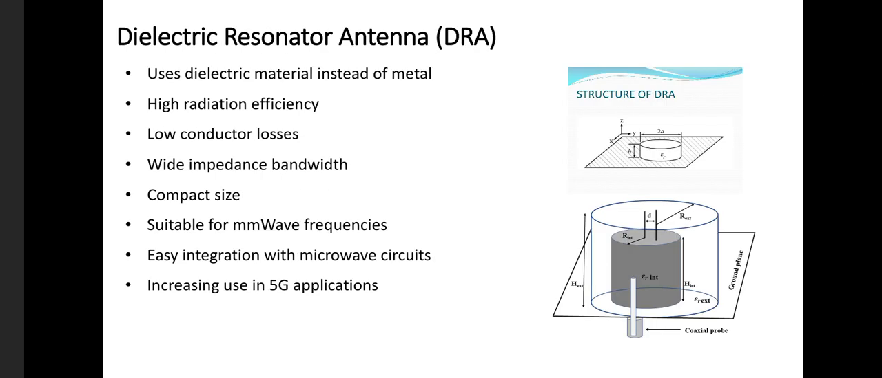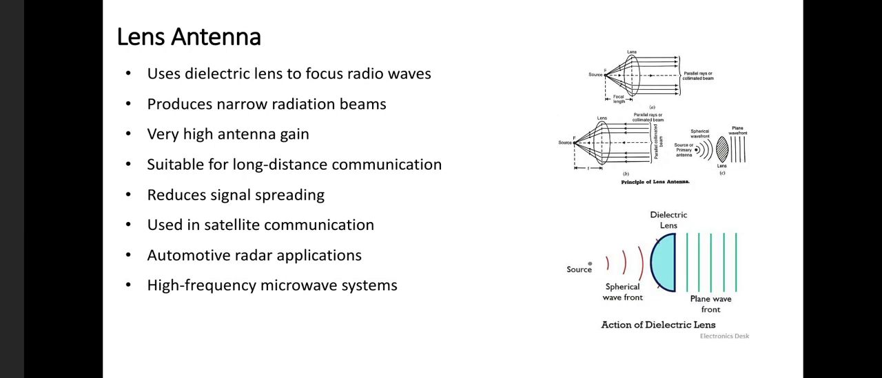And these are DRAs, dielectric resonator antennas. This uses dielectric materials, that is non-conductors, instead of metal. These have high radiation efficiency and low conductor losses. These are of compact size. It is very suitable for millimeter wave frequencies because these are going to reflect your waves back. Whenever I am sending a small wave in the size of a nanometer or a millimeter, these resonators are going to bounce back these signals, and it can transmit towards the receiver.